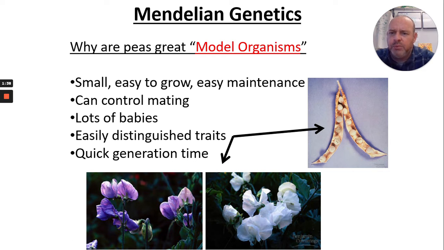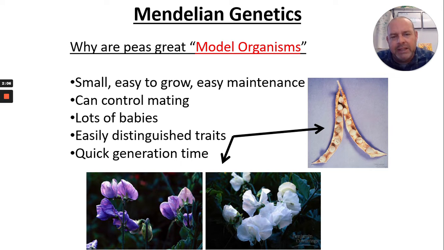So, as we get into this, we need to look at model organisms. He used peas, and peas are good model organisms. You need things that are small, that are easy to grow, easy to maintain. You can control the mating. You get lots of offspring. The traits are easily seen, easily distinguishable, and you get quick generation time. So, if you can find organisms that fit into this, you can definitely work with them in genetics.